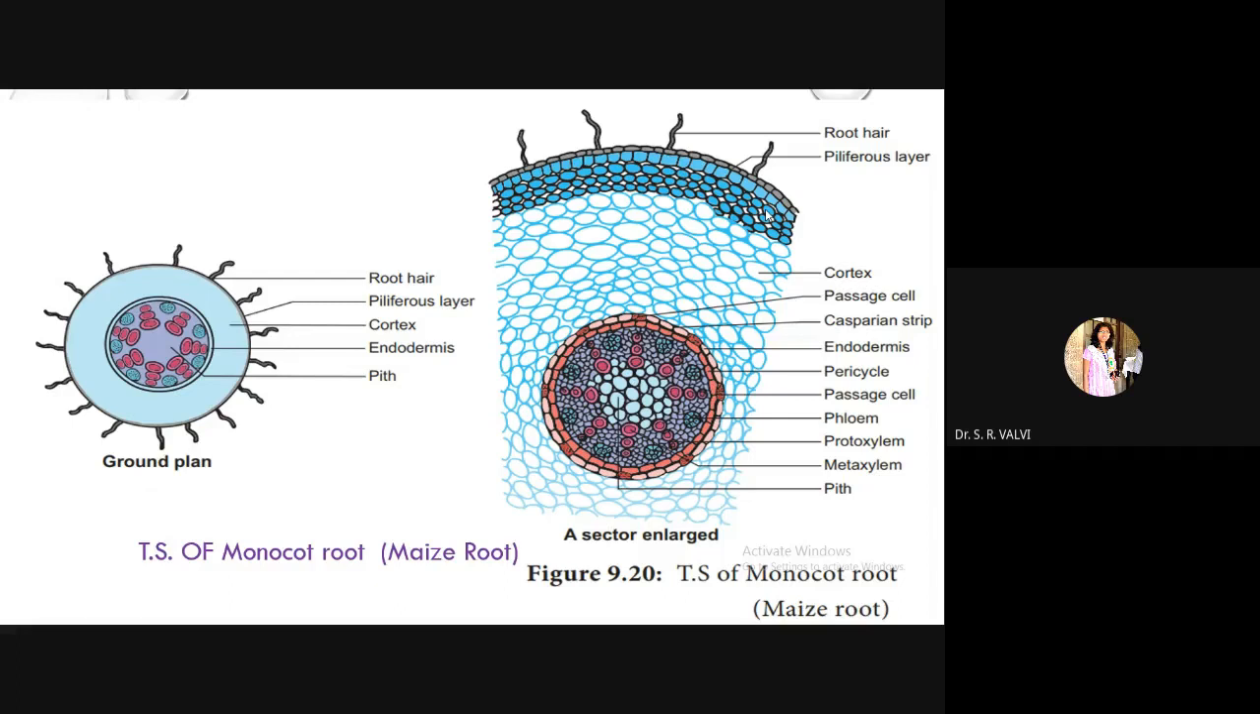Now this root is present within the soil, hence you have to call it epiblema, or you have to call it piliferous layer. See, here the name is given piliferous layer, or you have to remember the third name, that is rhizodermis. Rhizo means root, derma is the skin. Rhizodermis or piliferous layer or epiblema. These are the three names for the outermost layer of the root.